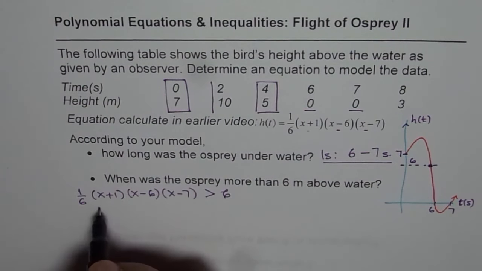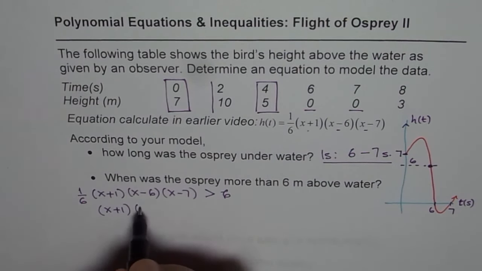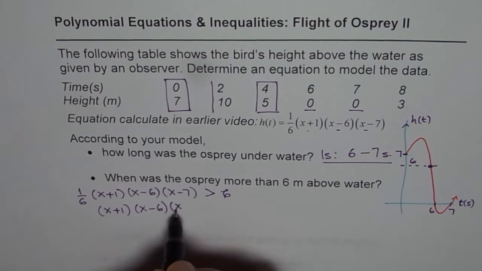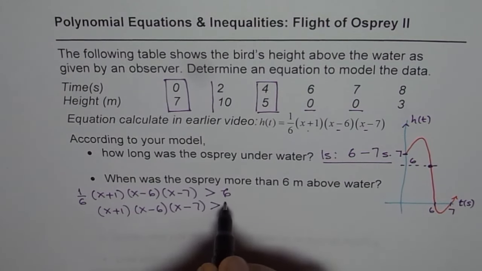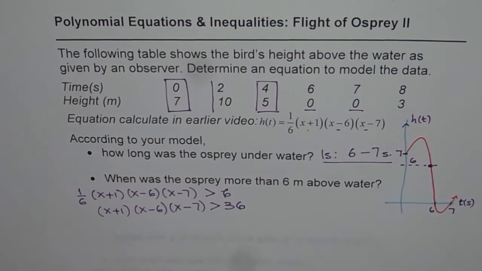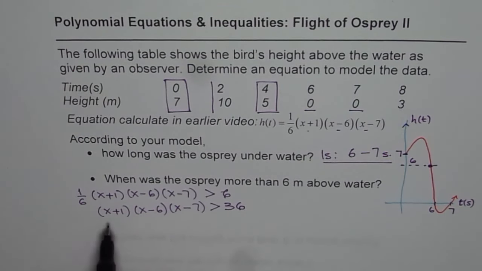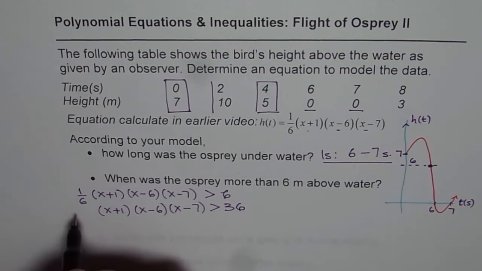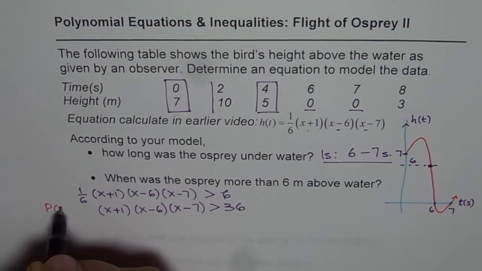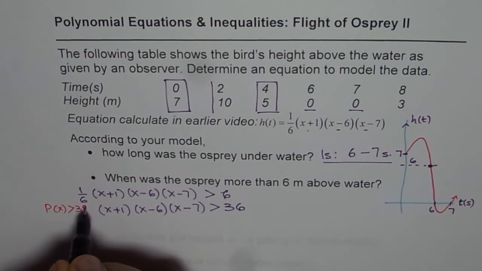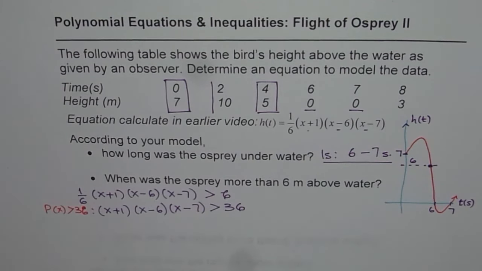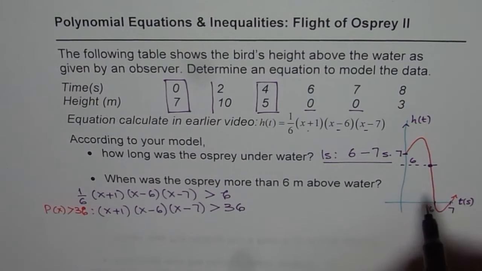So we can rearrange this. So we get x plus 1 times x minus 6 times x plus 7 should be greater than 36. That is what we need, right? So the height, which is represented by this, we just modify, and let's call this polynomial p of x. So we say this polynomial p of x should be greater than 36. That is what we are working on now. So what we can do at this moment is use a calculator, plug in some values. We just need this point, right?